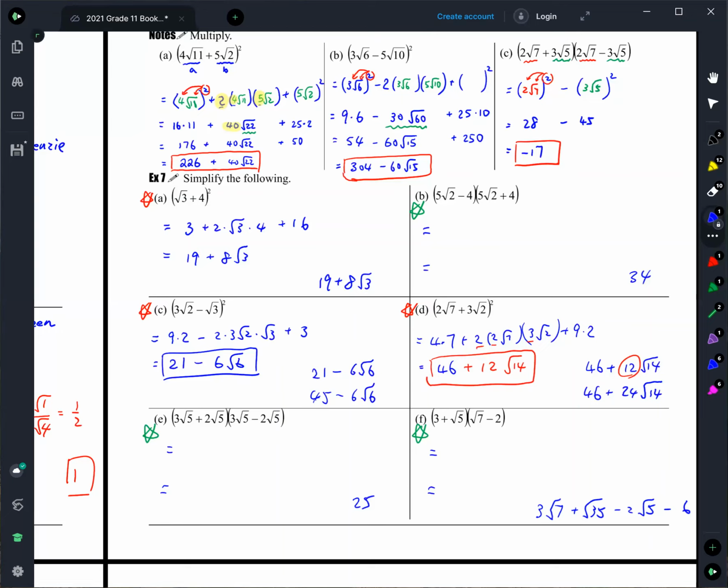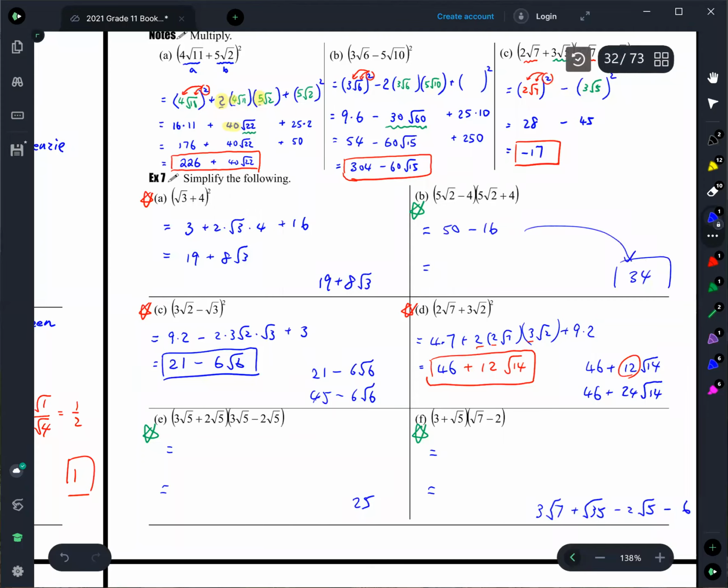Okay, no problem. So we look at B, right? So this is A minus B times A plus B. We have A squared. A squared should be 25 times 2, so 50, right? Minus 16. Okay, so that gives you 34. Good.